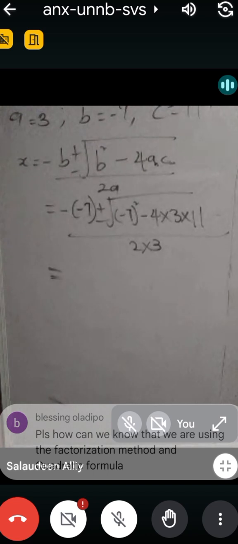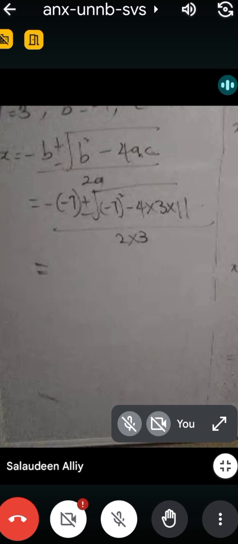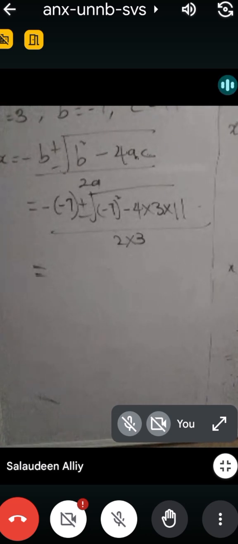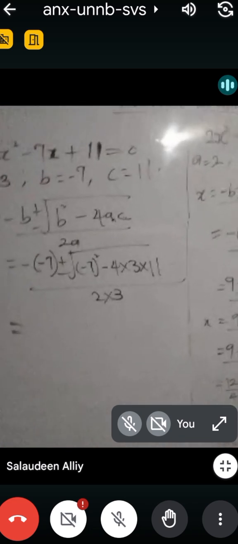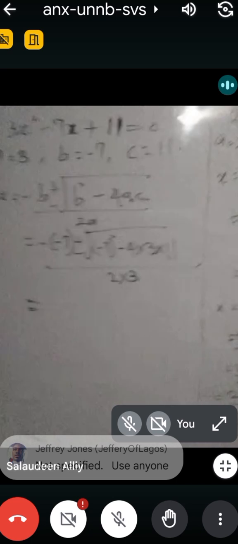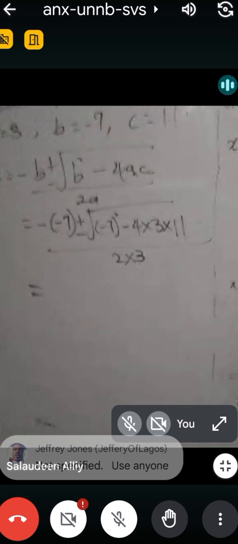Okay, how can we know when to use the factorization method and when to use the quadratic formula? If you want to use the factorization method and you see that you are stressing your brain too much, you are not getting any product and sum, just go and use the formula. But if you don't want to be stressed at all, just use the formula straight.